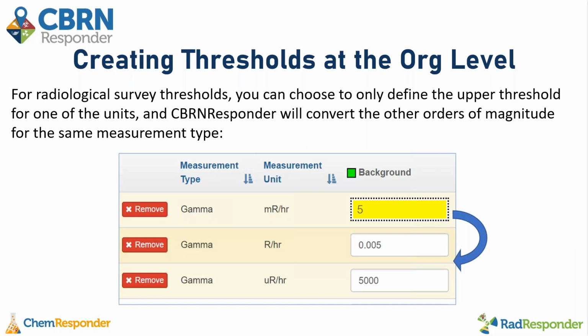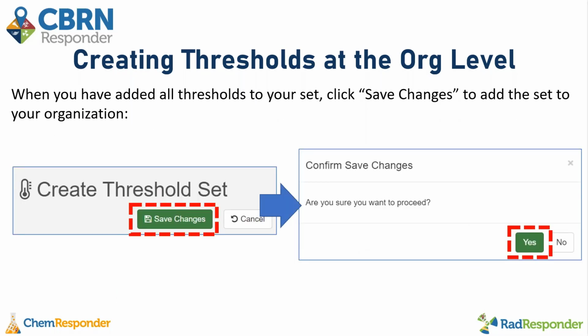For radiological survey thresholds, you can choose to only define one upper threshold for one of the units, and CBRNResponder will convert the other orders of magnitude for the same radiation type. So you can see here that I entered the gamma milliR per hour as 5, and then CBRNResponder converted the R per hour and microR per hour. After you've added all your threshold sets, click Save Changes to add the set to your organization.